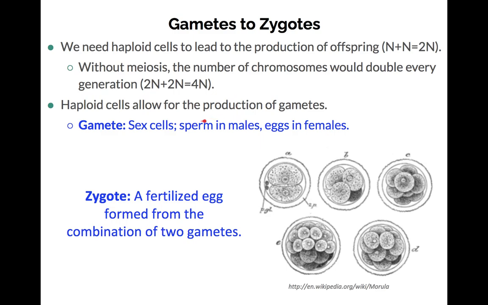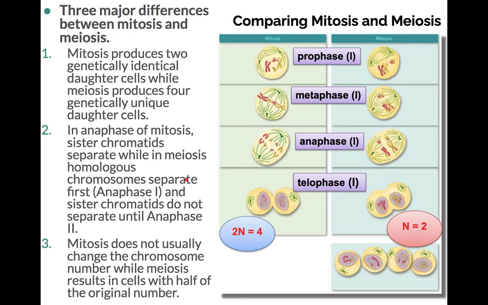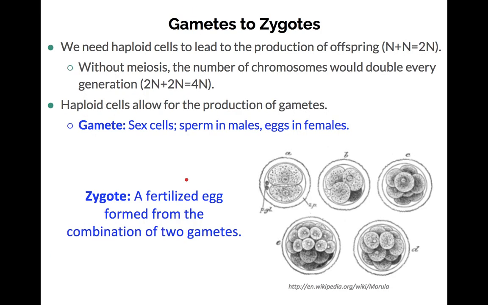So again, for humans, if we're thinking about this example, the sperm in males contain 23 chromosomes. The eggs in females contain 23 chromosomes. Those are both haploid cells. Whenever those two join together to make you and us, then we get a total of 46 chromosomes, or 23 pairs. And again, that's what humans, us, we need to function. A zygote is a fertilized egg formed from the combination of 2 gametes.